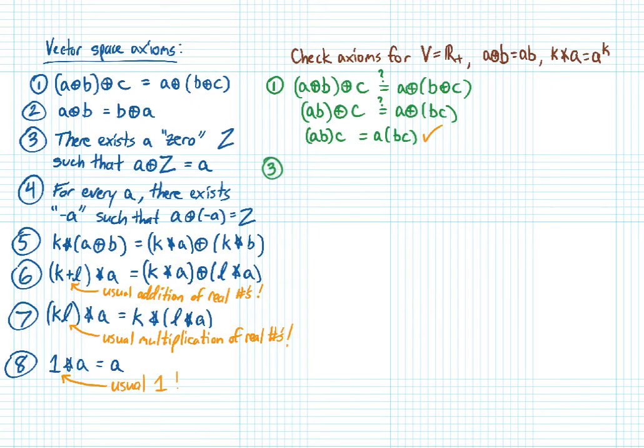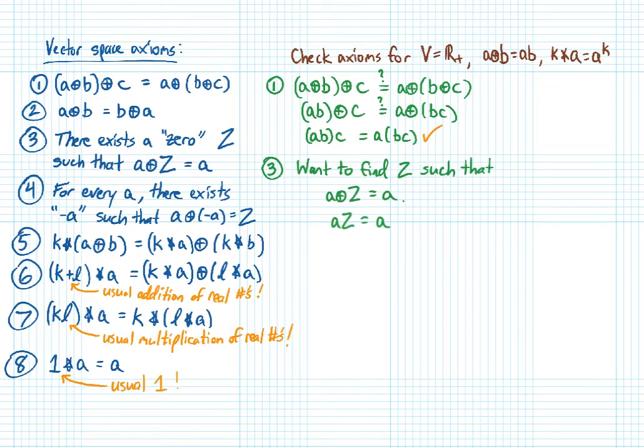So now let's look at axiom 3. This one is a little bit different from 1 because there isn't an equation to check. We actually need to find what the z is in order to verify this axiom. So to do that, we'll write out this equation, a plus z is equal to a, and sort of like what we did in 1, we'll rewrite it in terms of ordinary arithmetic.